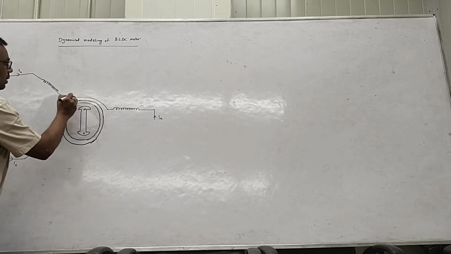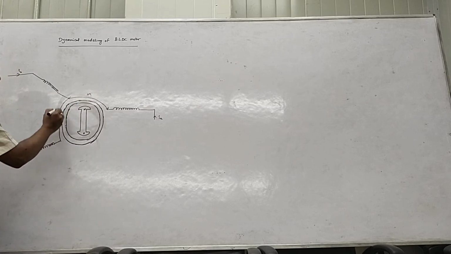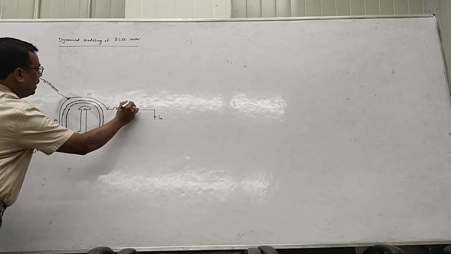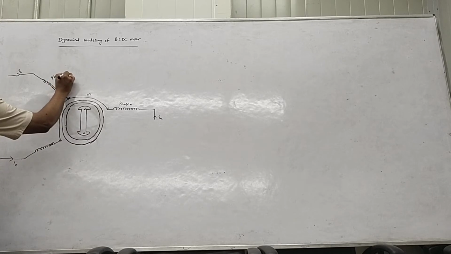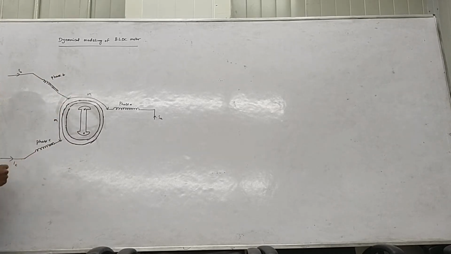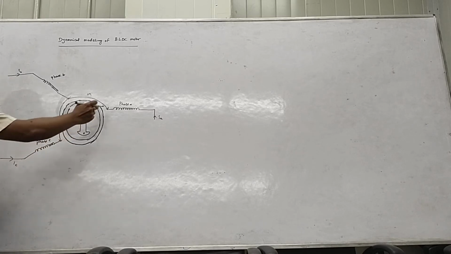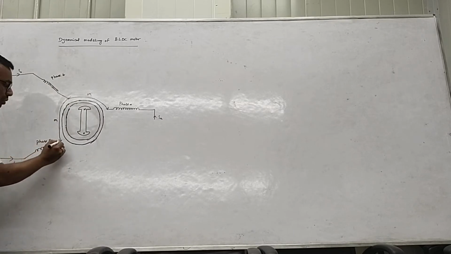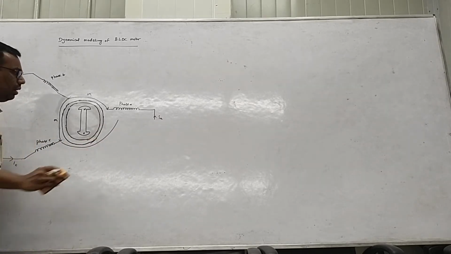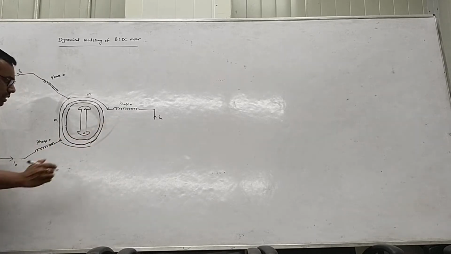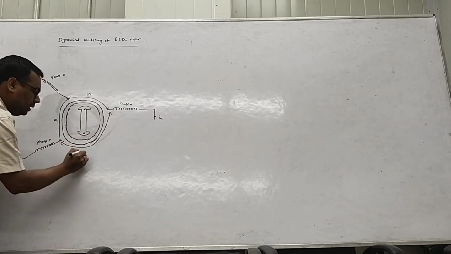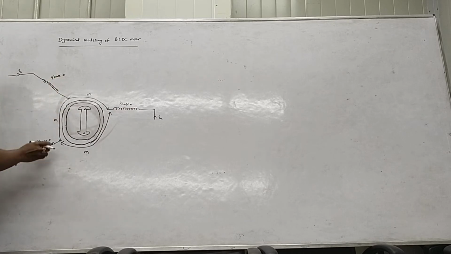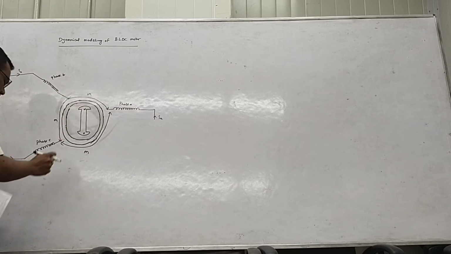Here there is mutual inductance M between phase A and phase B, and phase C. The mutual inductance between phase A and phase B is M, the mutual inductance between phase B and phase C is also M, and the mutual inductance between phase A and phase C is also M. So we have the phase A, phase B, and phase C stator windings, and the rotor.